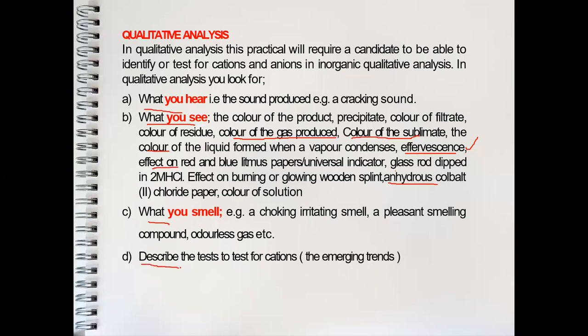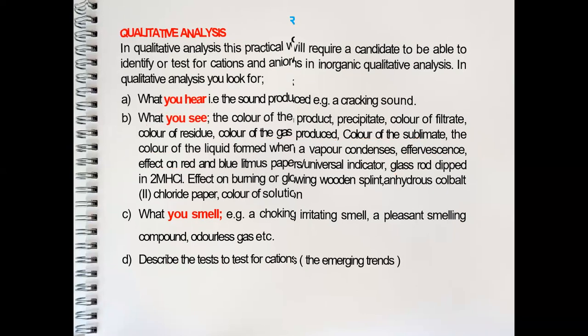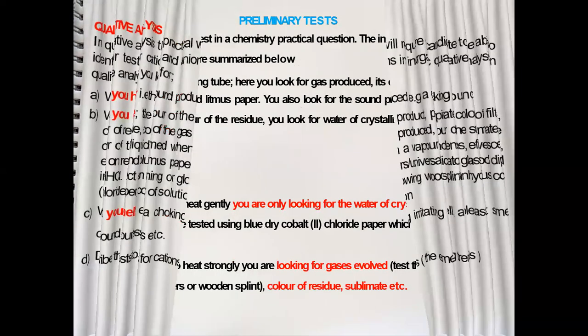Then you describe the test for the cations, describing the test to test the cations. These are now emerging trends. Nowadays, they sometimes give you the reagents and what have you. So you are told to give the procedures, you give the test, you give the conclusions, which are now the inferences. So you should be able to know that.